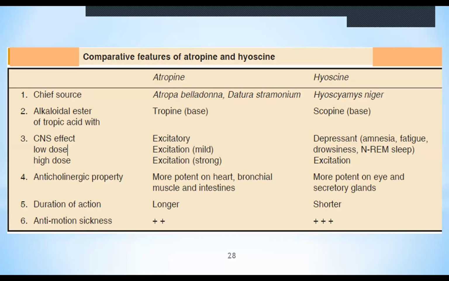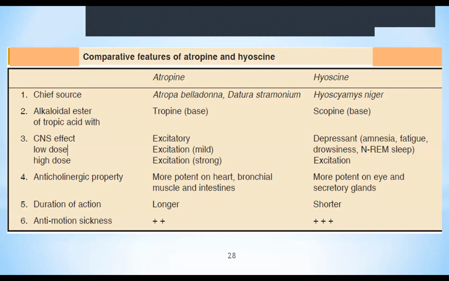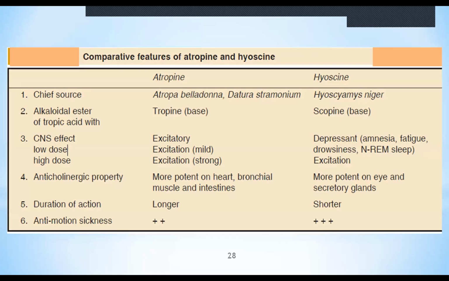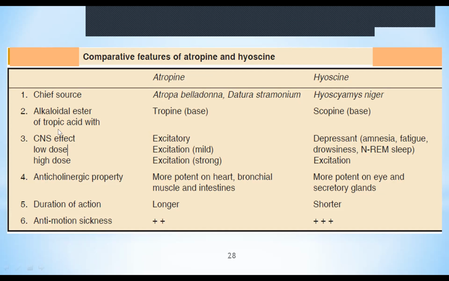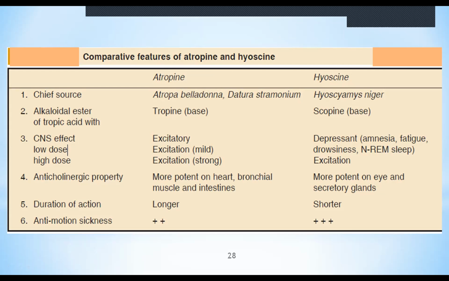And this is a table in which the comparative features of atropine and hyoscine are given. These two drugs are the very prototypic drugs among cholinergic antagonists. The very important sources of atropine sulfate are Atropa belladonna and Datura stramonium, whereas the chief source of hyoscine is Hyoscyamus niger. The alkaloids that are esters of tropic acid with tropane are known as the tropane alkaloids, whereas scopine is the base for hyoscine.